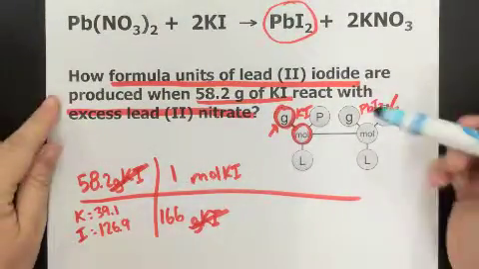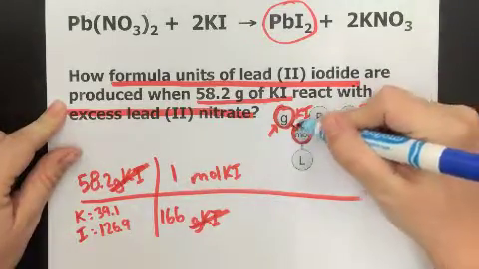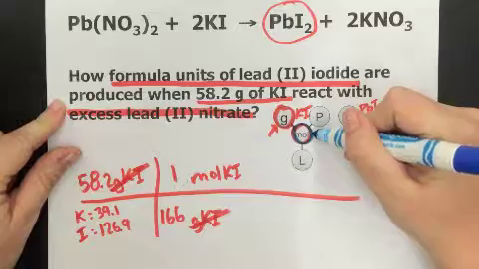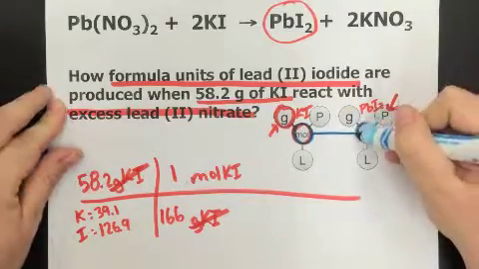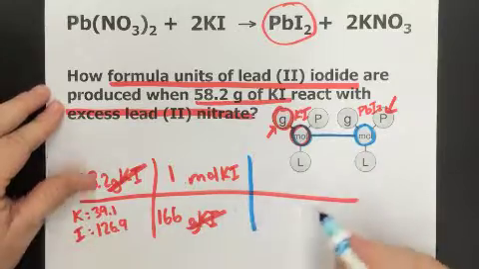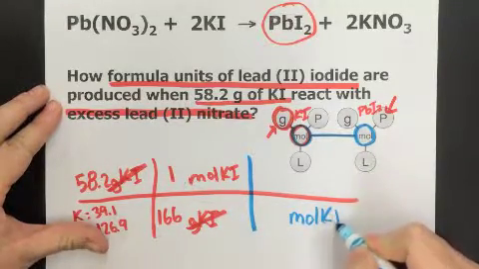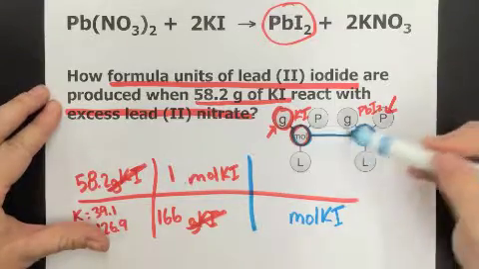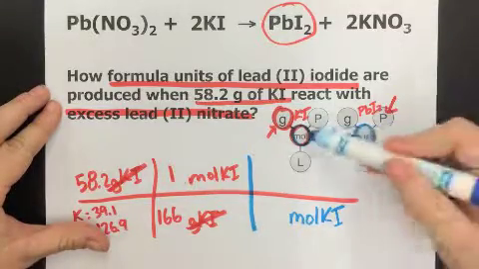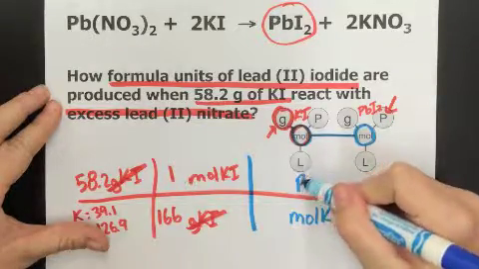Our next step, we are at moles of KI. So the next step that we need to go to is we're going to go from moles of KI over to moles of PbI2. So we have moles of KI on top, so we're going to put moles of KI on the bottom. Remember, whatever you're trying to get to in that step goes on top. So for this one, we're going to moles of PbI2.